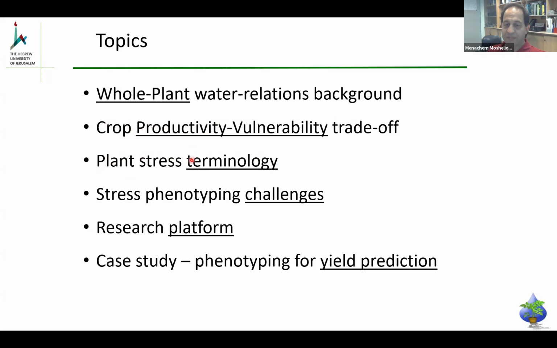I would like to emphasize a bit what stress terminology is, and I would like to suggest some options for using it because there is a lot of misleading usage in the literature. And I would like to talk about the phenotyping challenge of plant-stress interactions. I will introduce the Plantarray platform, which we use, and I will also show a case study of how we could use this whole-plant water relation phenotyping to get yield prediction in a pretty accurate way. And when I say yield prediction, I mean in-field yield prediction.